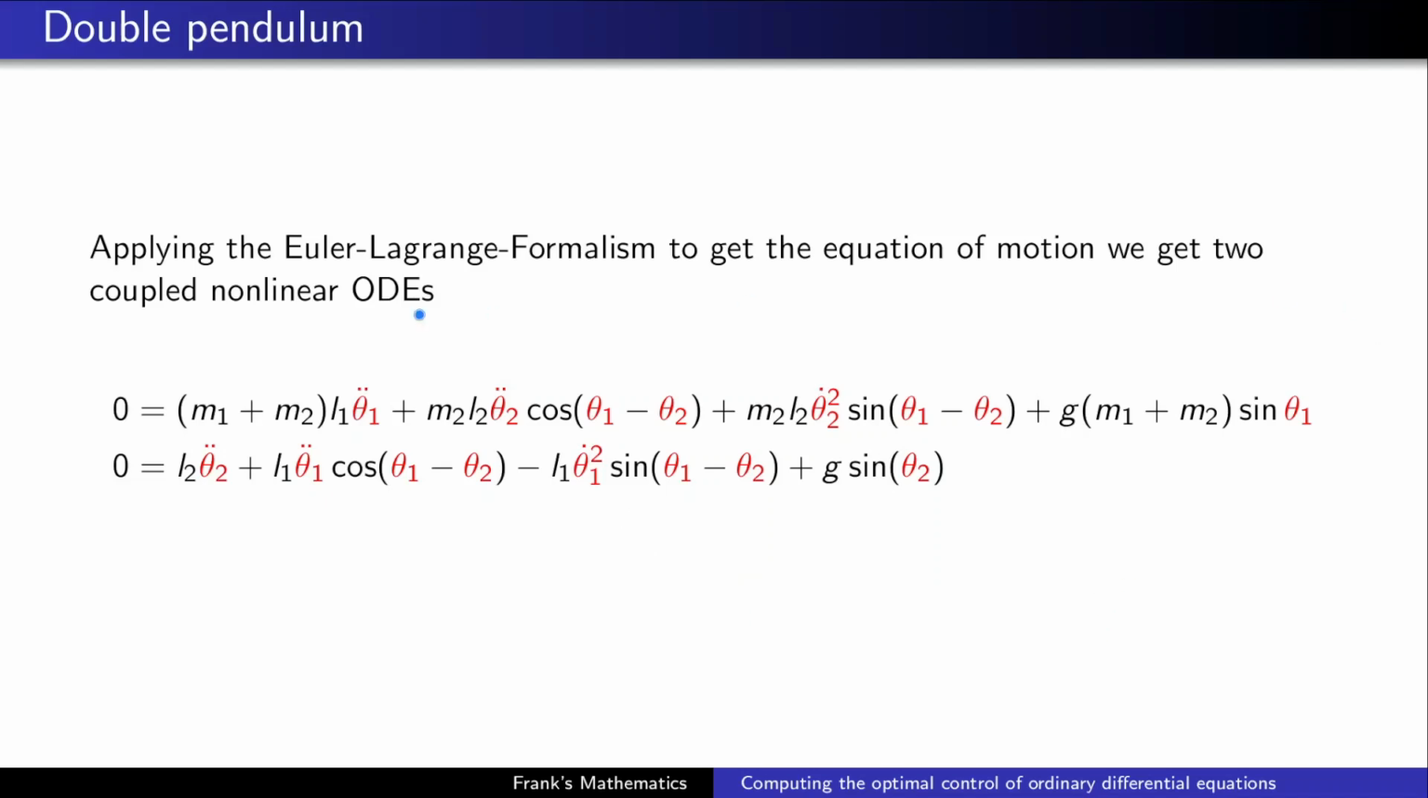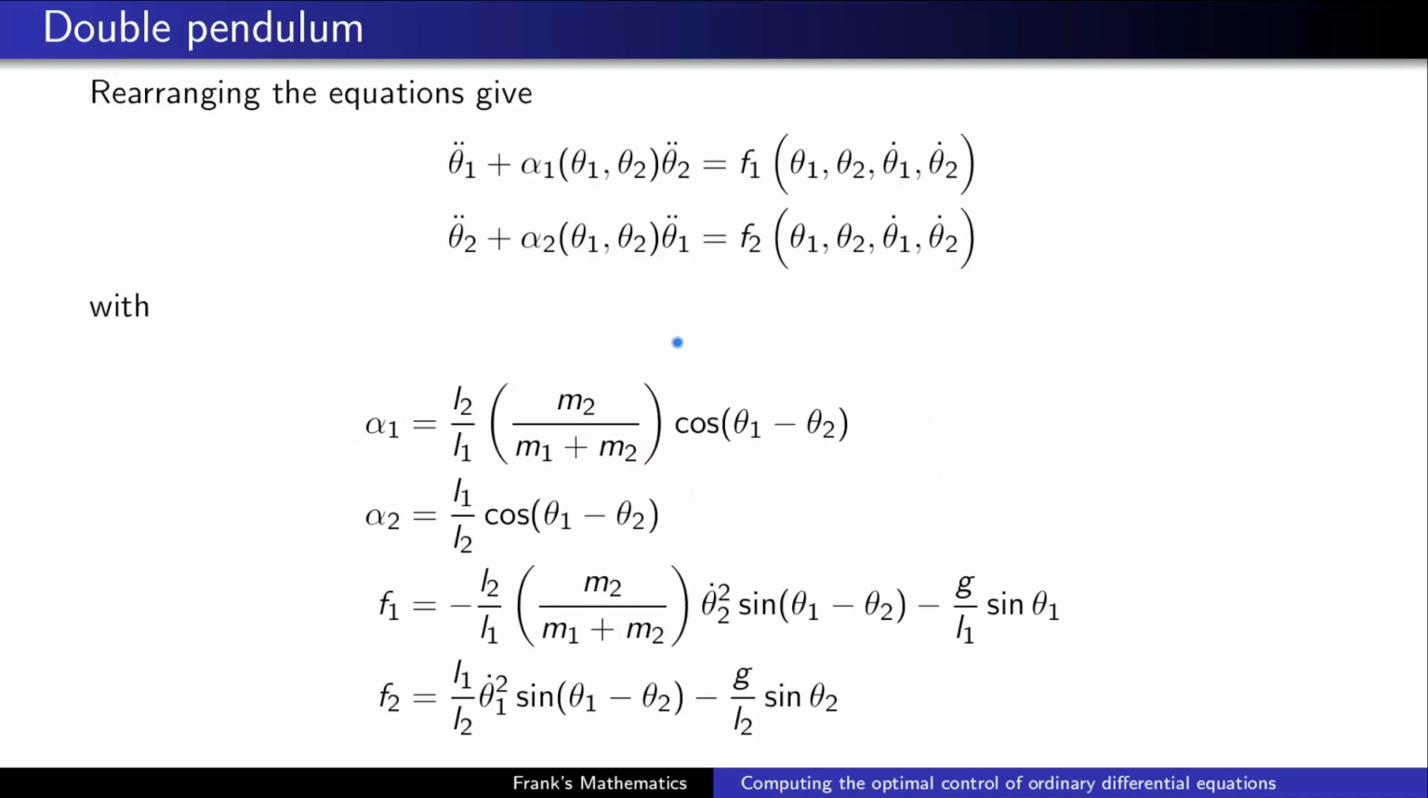Of course, in this form, we cannot use these coupled nonlinear ODEs in our formula, because they don't fit into our definition, into our algorithm. So we do some rearrangement, and the first step is we bring all the second derivatives on one side and the rest on the other side. And we will get 2 equations. They look like this, with some functions alpha1, alpha2, f1, and f2. And the precise definitions look like this.